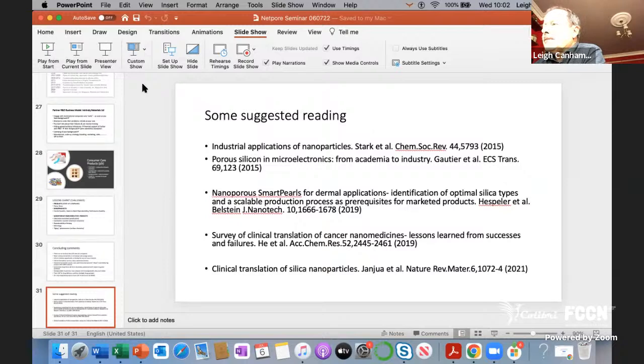Hello, Professor. Thank you for your talk. Can you give me a bit of insight about the silica biocompatibility? I assume it needs to be biocompatible, but for instance, I'm reading about these nanopore smart pearls. So I assume it's silicon nanoparticles for dermal applications. Are there any issues regarding these particles on the skin or penetrating the dermis or something like that, for instance?